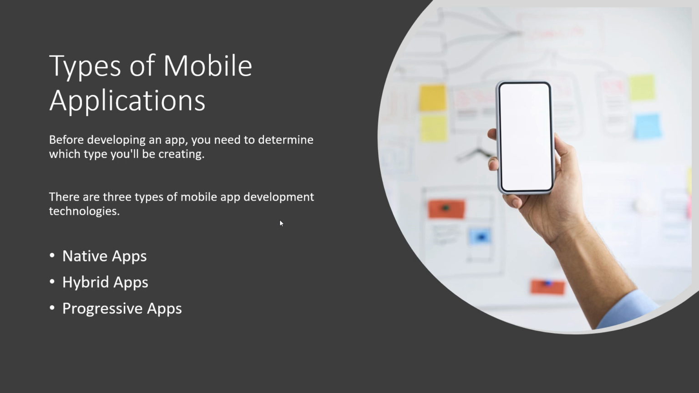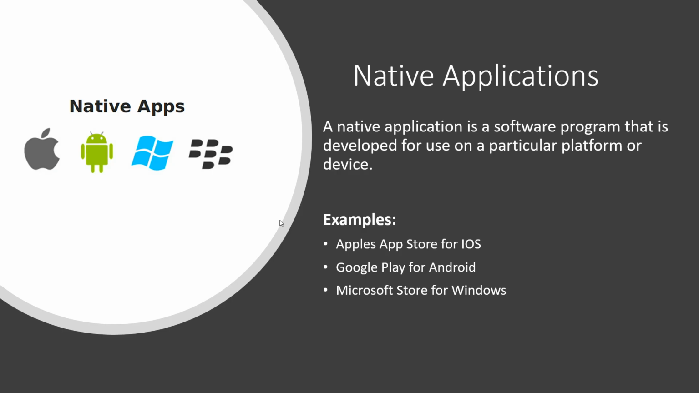The three types of apps that we will be looking at are native apps, hybrid apps, and progressive apps. The first app that I'd like to present is native applications. Native apps are software that are developed for use on a particular platform or device. Some examples of the most commonly used platforms are Apple's App Store for iOS, Google Play for Android, and Microsoft Store for Windows. Each one is developed for one specific platform and uses that device-specific hardware and software.